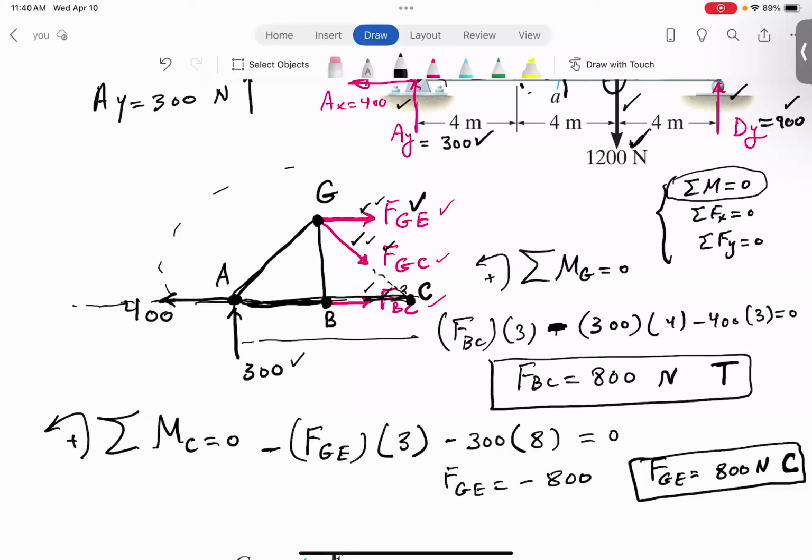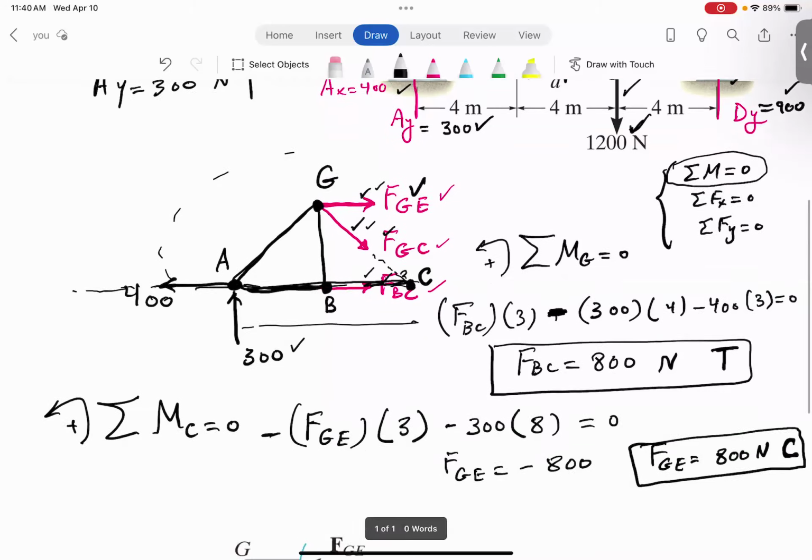What's the significance of members being in tension or compression? Compression members are in danger of being buckled, so you want to actually reinforce those members. So buckling is a mode of failure in trusses, so you have to watch out for those. So that's why we have to know if a member is in tension or compression.